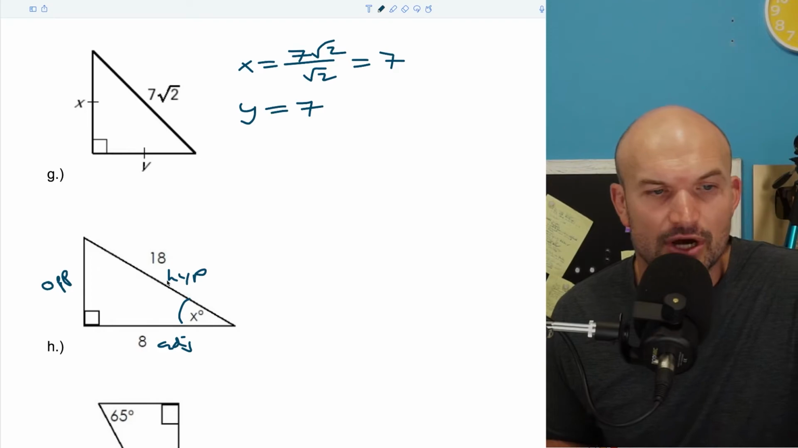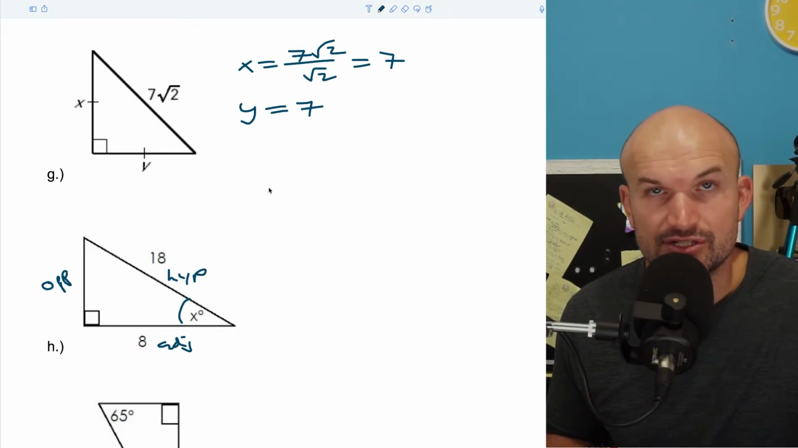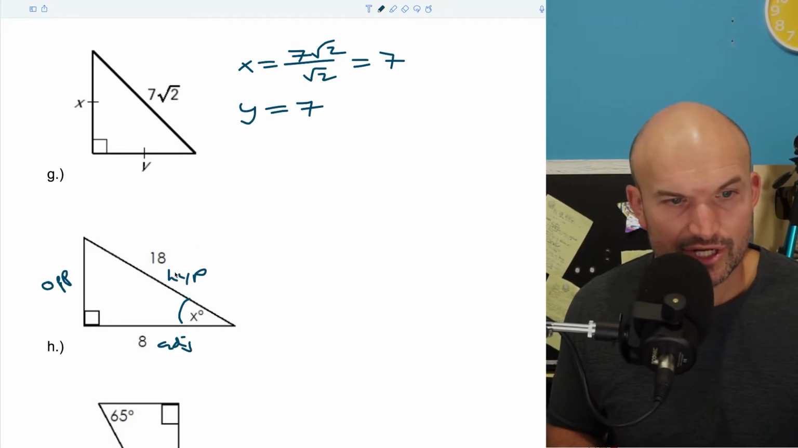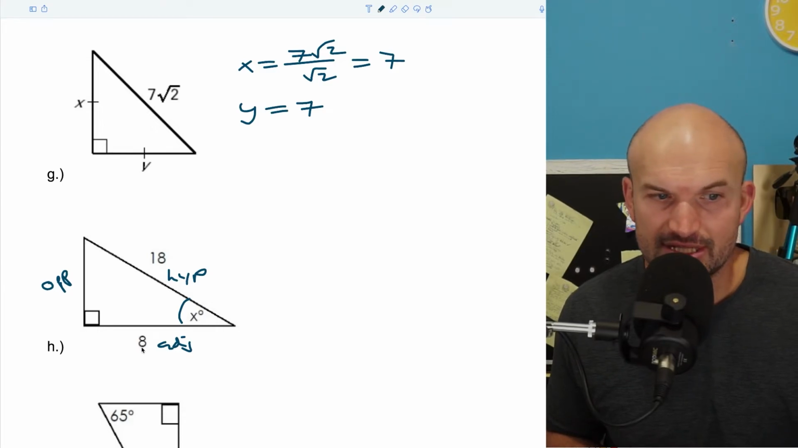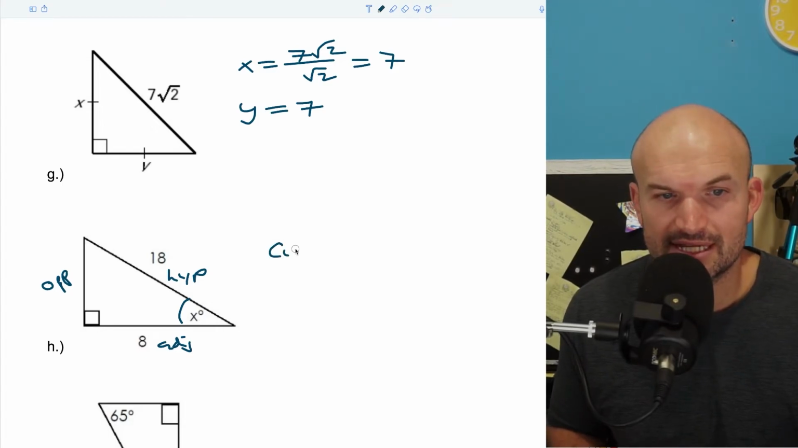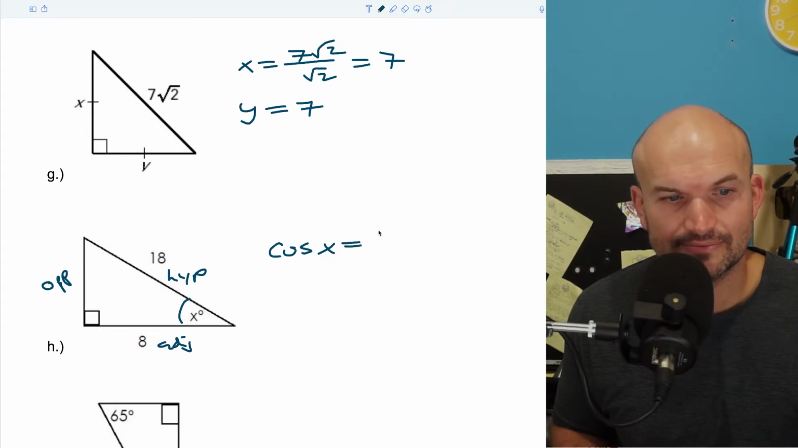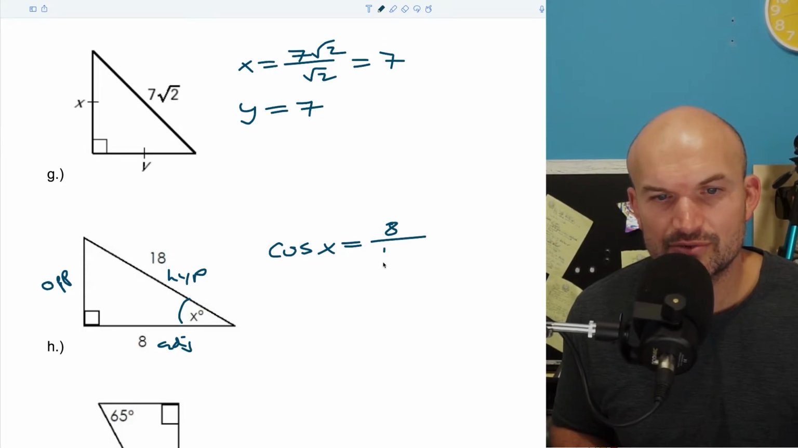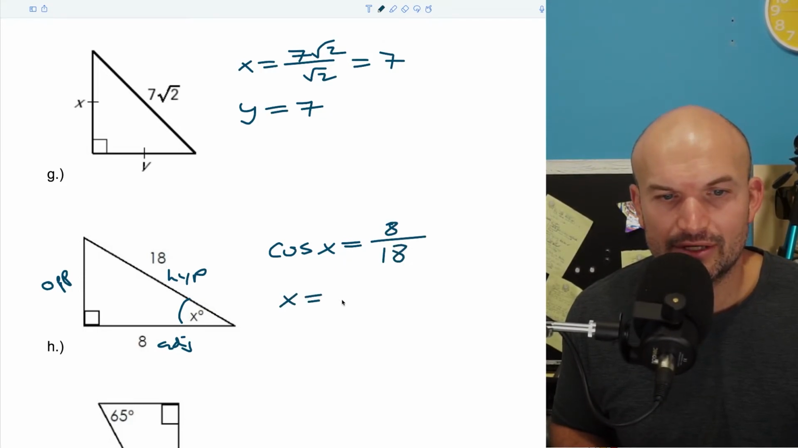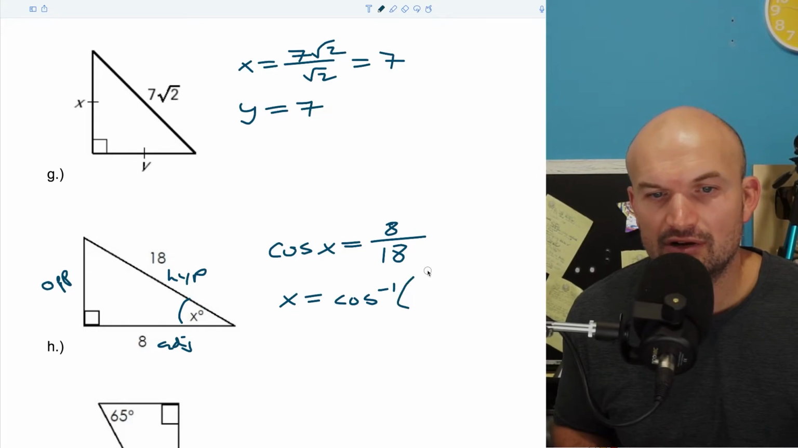All right. So when I have the hypotenuse and the adjacent, we need to understand our trigonometric functions. So I have the hypotenuse and the adjacent side, so I'm going to use the cosine function. So I can say the cosine of x, which is my angle, is going to equal my adjacent, which is 8, over my hypotenuse, which is 18. So therefore, x equals the cosine inverse of 8 over 18.